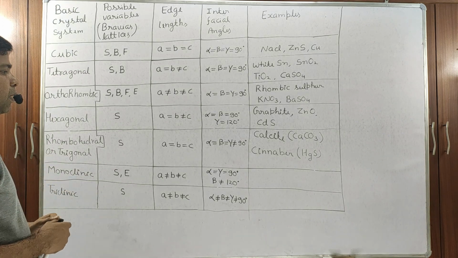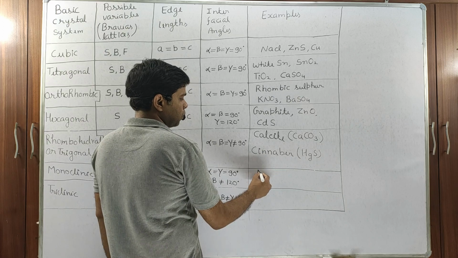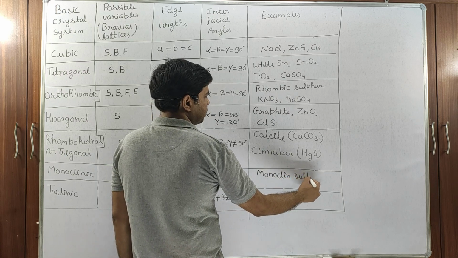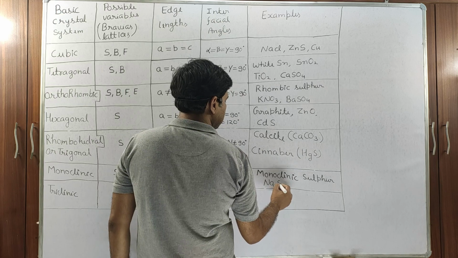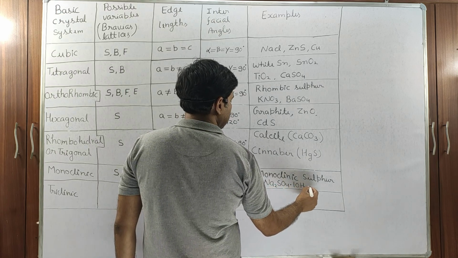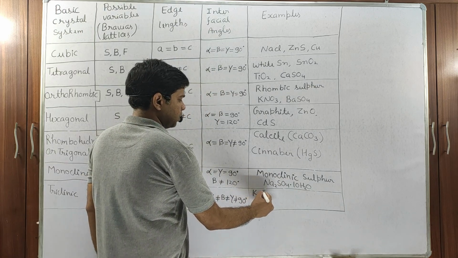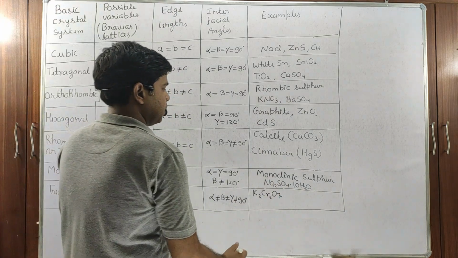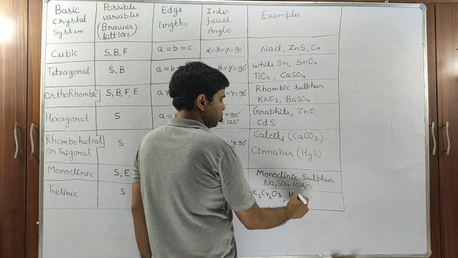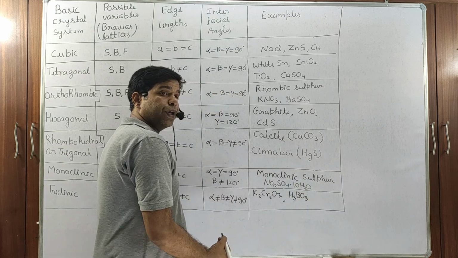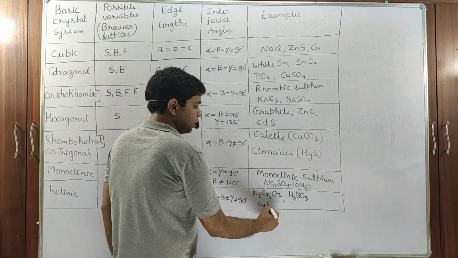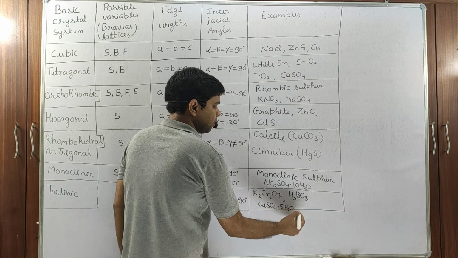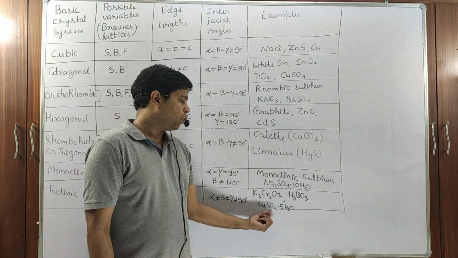Next one we have the monoclinic. Monoclinic examples are monoclinic sulfur, Na2SO4 dot 10 H2O, K2Cr2O7, potassium dichromate, and H3BO3, orthoboric acid, and CuSO4 dot 5 H2O, copper sulfate pentahydrate, which is also called blue vitriol.